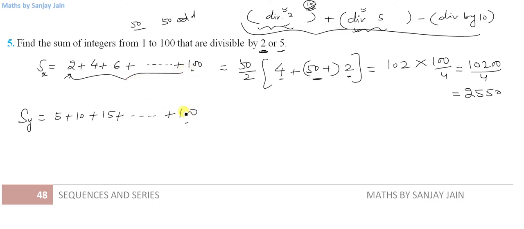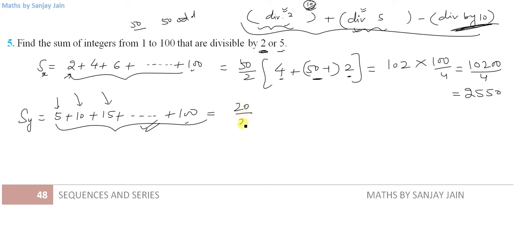So what I am doing is I am calculating the sum of numbers divisible by 10 twice. That is why I have to subtract it once. So I hope you understand. How many numbers are these? From 1 to 100. So see, at every fifth step I am taking a number. So 100 by 5, that is total 20 numbers are written here.